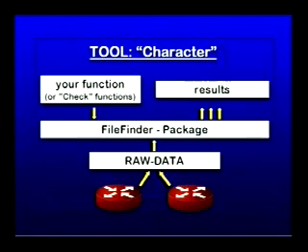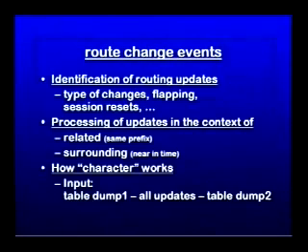In the remainder of the talk, I would like to introduce you to one function we've called route change events, and this function tries to identify different kinds of changes like flapping, session reset, update bursts, and so on. The characterization is of course done by processing all of the updates. There are two different interesting contexts in which you can view an update. First, of course, all updates for the same prefix, but there's also an interesting context: all the updates that appear within a short time period.